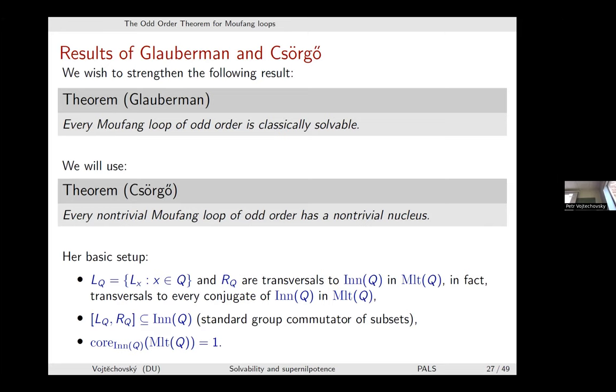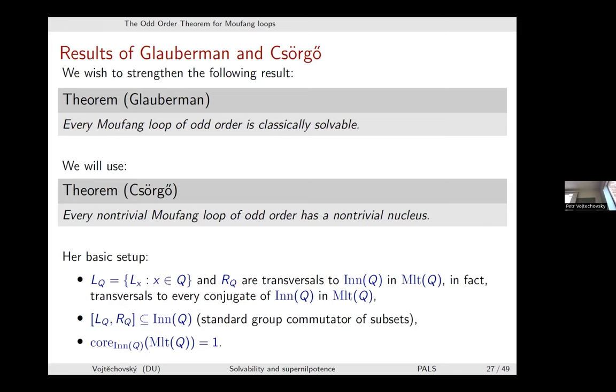So collect all the left translations, let's call it LQ, and collect all the right translations, RQ. And these are transversals, so the inner mapping group is a subgroup of the multiplication group, and both LQ and RQ happen to be transversals to it, right? So a selection of one element from every coset. In fact, they are transversals to every conjugate of the inner mapping group. So this in group theory is sometimes called a stable transversal. It's not just a transversal to a subgroup, but to every conjugate of that subgroup at the same time. That's the case here. Moreover, if you take the commutator, the classical group theory commutator of the two sets, you get something that are inner mappings, so containing inner mappings.